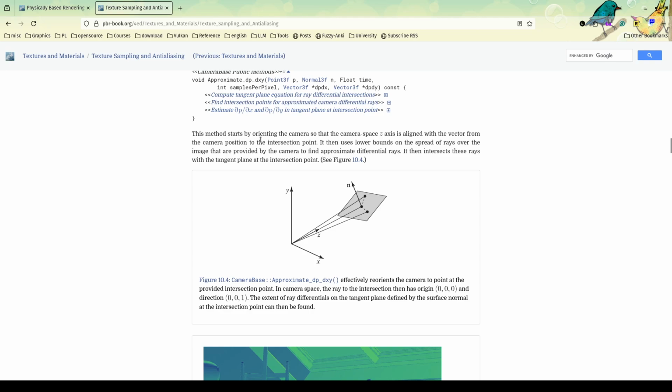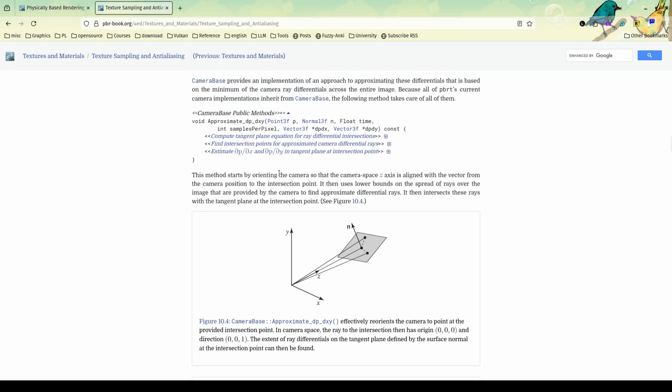This method starts by orienting the camera so that the camera space z axis is aligned with the vector from the camera position to the intersection point. Then it uses the lower bound on the spread of rays over the image, data provided by the camera, to find the approximate differential rays. Then it intersects these rays with the tangent plane at the intersection point.